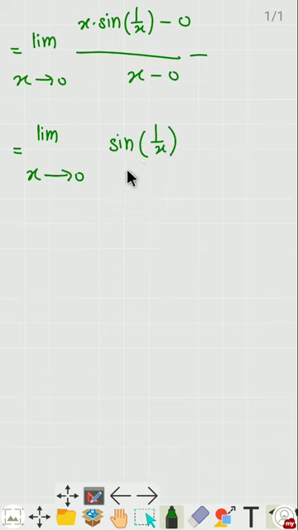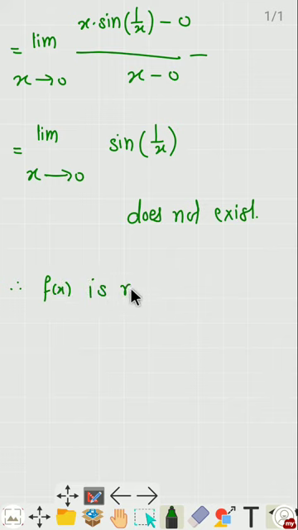And we know that this limit does not exist. Therefore the given function f of x is not differentiable at x equal to 0. That was very simple. There are many problems based on this differentiability of a function.